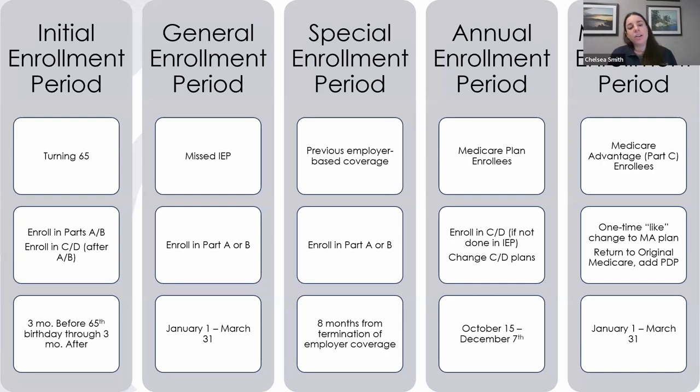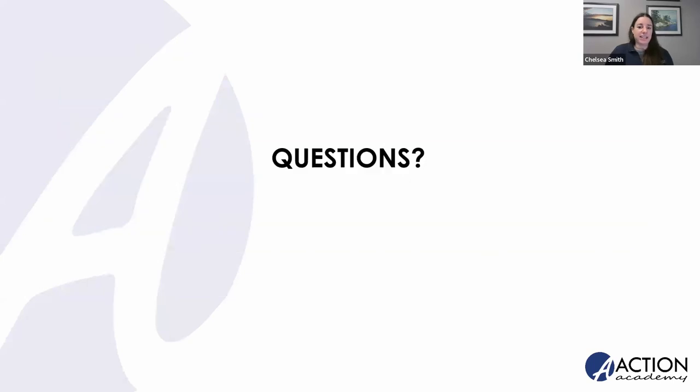And then, as we all know, we have the annual enrollment period, which goes on from October 15th through December 7th, where you can enroll in a Med Advantage plan or a Part D plan or change your Part C or D plans. And then finally, we have the MAOEP. We like to call it a plan change just for simplification purposes. But we'll go into those a little deeper in the expertise course. That goes on from January 1st to March 31st. And this is for people with Med Advantage plans. Whew. Okay. So I know that was a little fast.